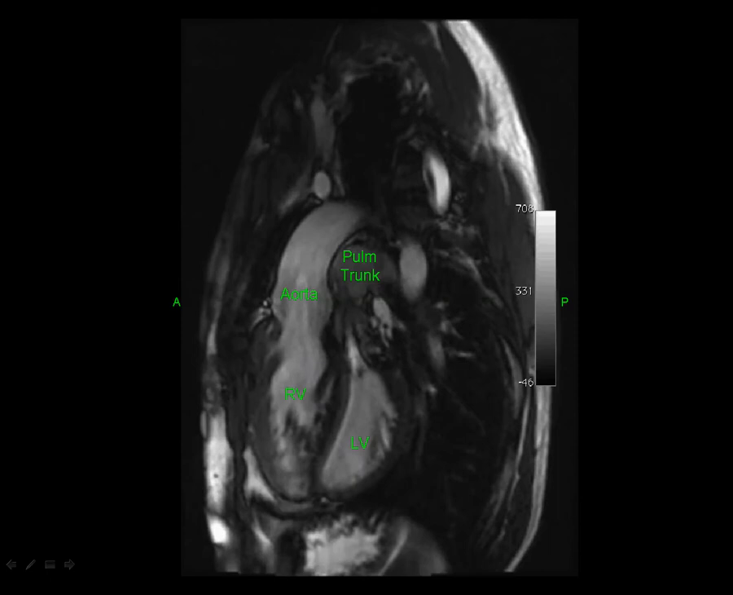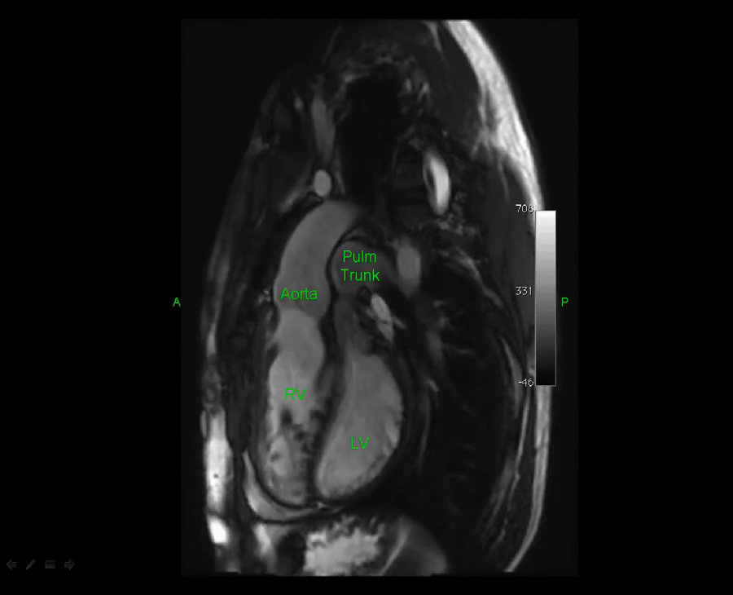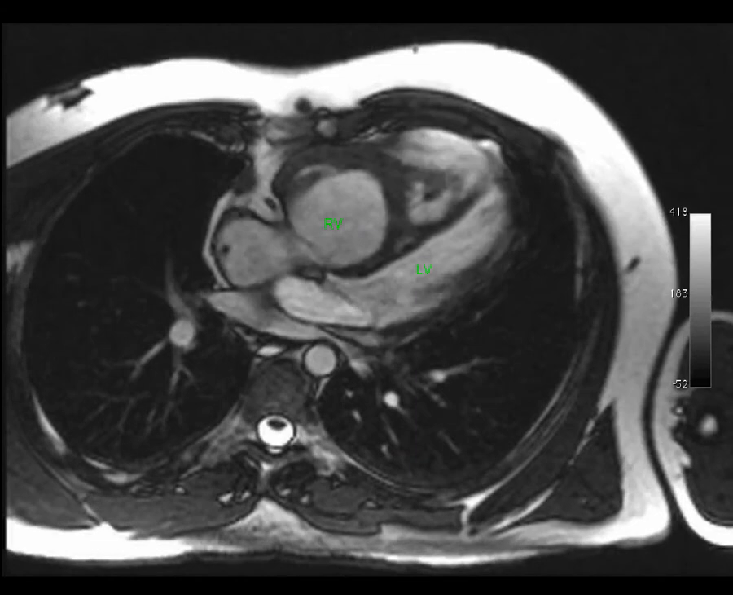So in this case, the morphologic right ventricle is the more anterior of these, and one of the features we can see here on this scan that allows us to determine that is the excessive trabeculation typically seen in the right ventricle as opposed to the smooth-walled left ventricle.